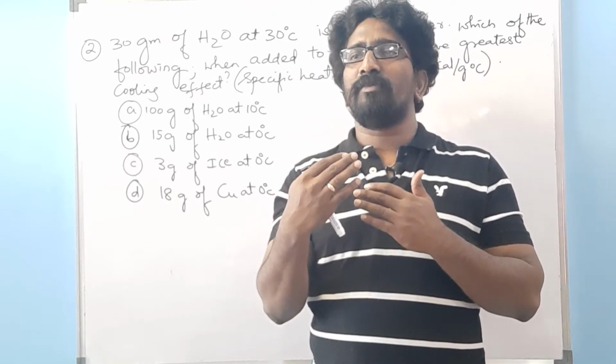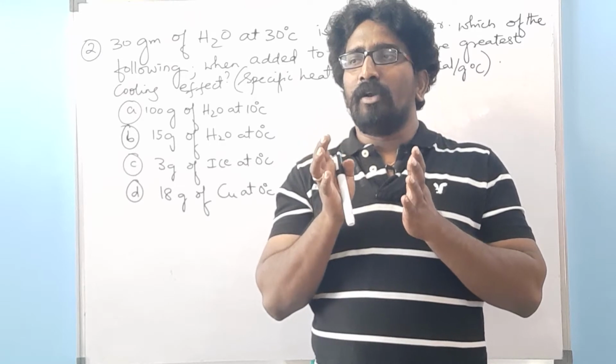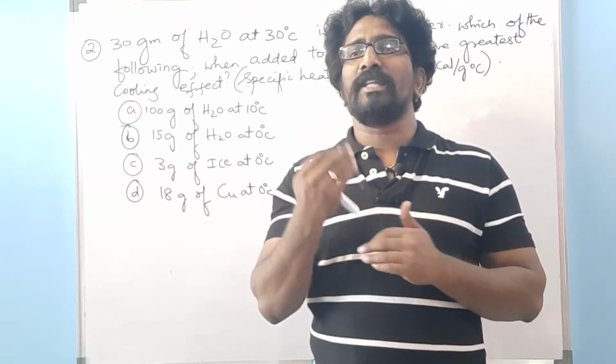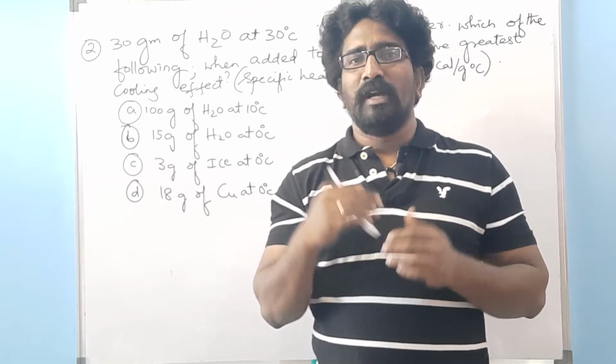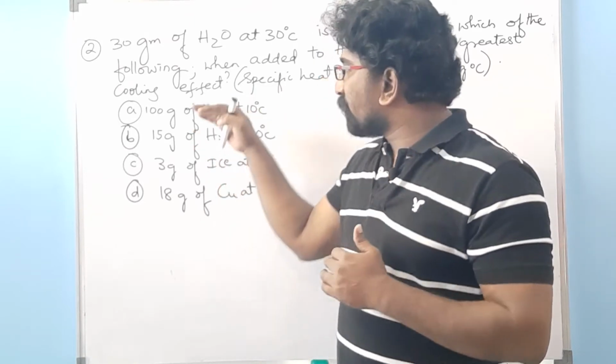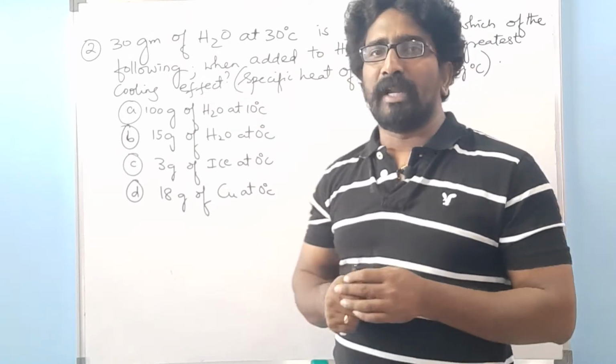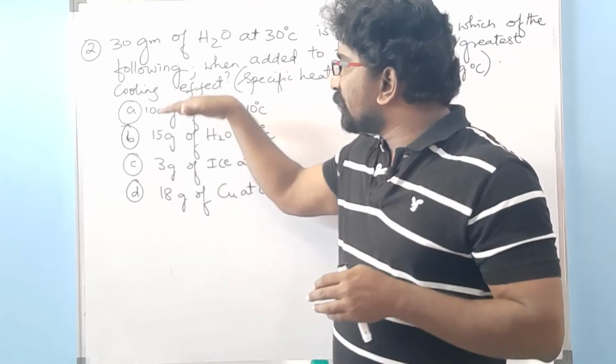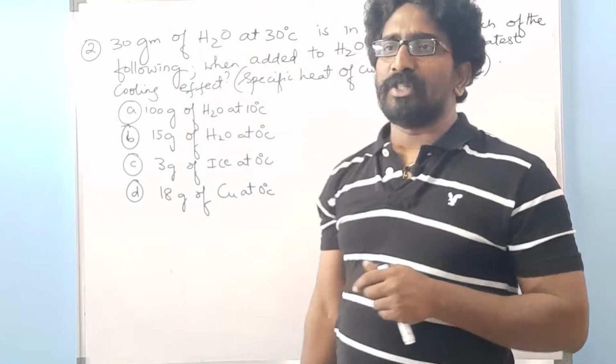The one which has the lowest temperature will have the greatest cooling effect. That's how you should analyze and try to solve this numerical. So now let us try to solve the numerical one after another by mixing this liquid with that liquid, which are given in our question.